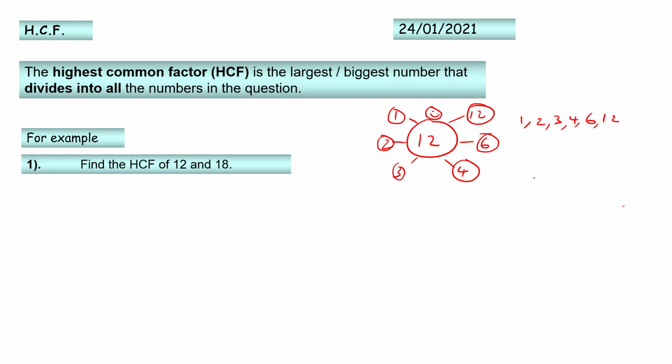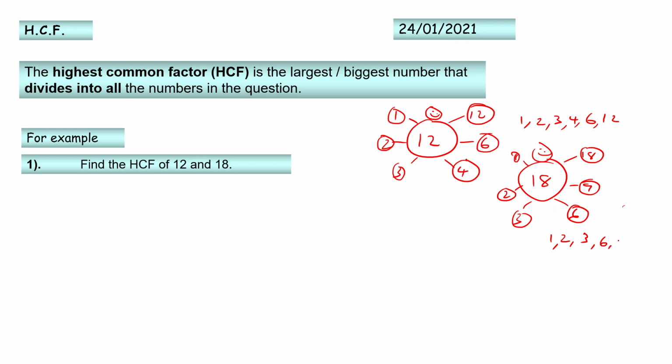And then we do the same thing for 18. Find the factors of 18. 1 goes 18 times, because 1 goes into everything. 2 goes 9 times. 3 goes 6 times. 4 doesn't go, neither does 5, so we've got all our factors here: 1, 2, 3, 6, 9, and 18. And now we're looking for the highest number.